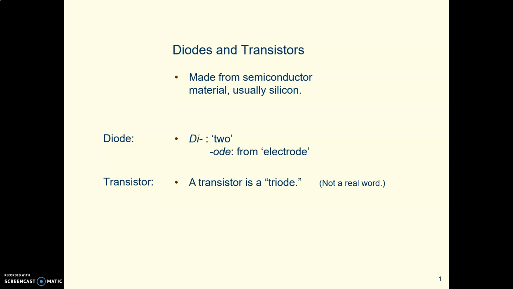The word diode comes from this root meaning two, and some clever person got the suffix off of the word electrode and stuck those two together. So a diode has two things. A transistor has three things. We don't call it a triode, but it does have three things, and we'll look at that in a minute.